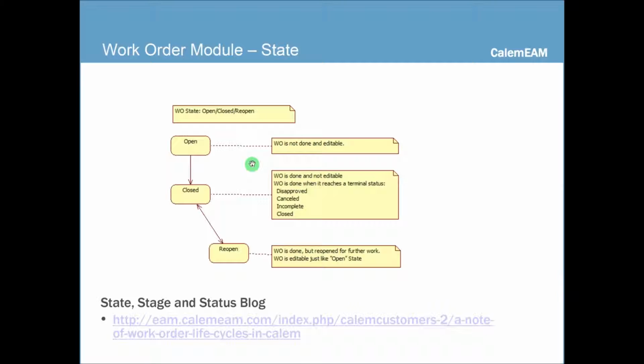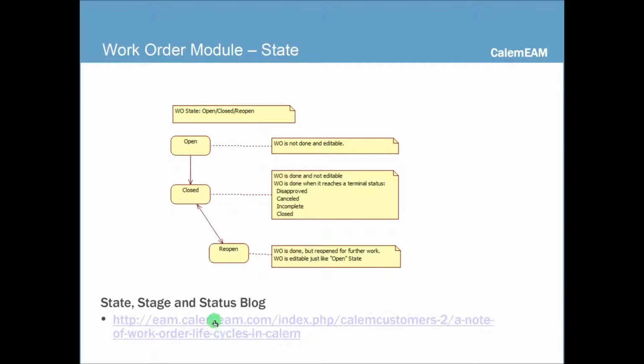There are two main states for a work order. There is the open state, where the work order is being worked on, and the closed state, when the work order is done. Once a work order is in closed state, it cannot be edited, but you can reopen it to edit. For a work order to go to closed state, it just needs the status to be one of the terminal statuses: disapproved, cancelled, incomplete, and closed.